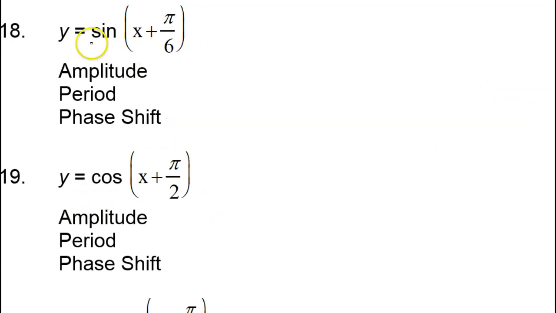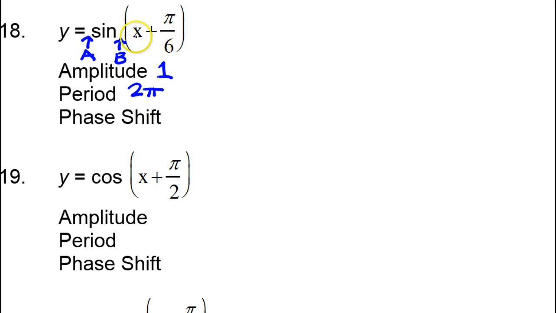Take a look at number 18. The A value goes right here. There's no number there, so the amplitude must be 1. The B value goes right here. There is no number there, so the B value must be 1, which means the period must still be 2 pi. But what we do have is a phase shift.